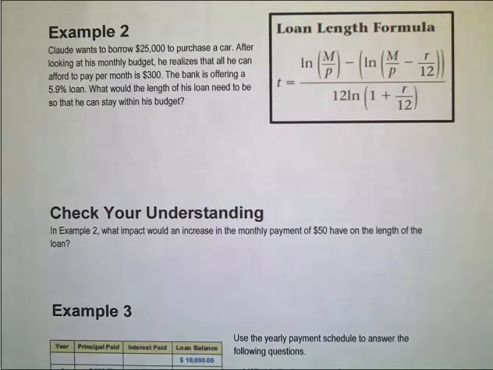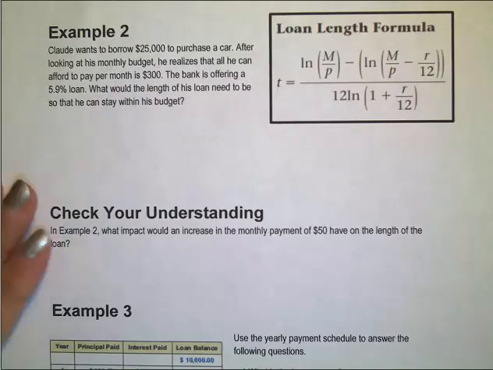Example 2. Claude wants to borrow $25,000 to purchase a car. After looking at his monthly budget, he realizes that he can afford to pay per month $300. The bank is offering a 5.9% loan. What would the length of the loan need to be so that he can stay within his budget?